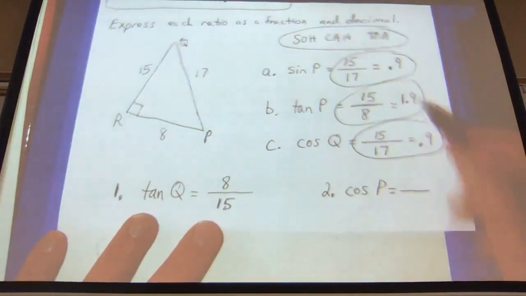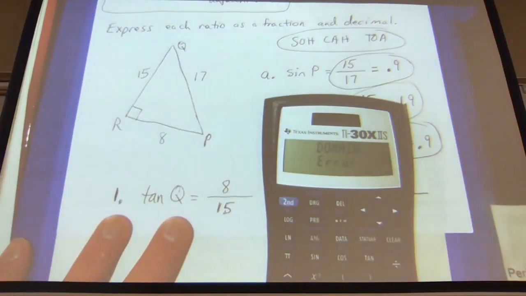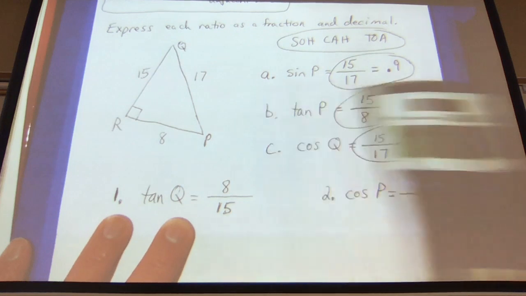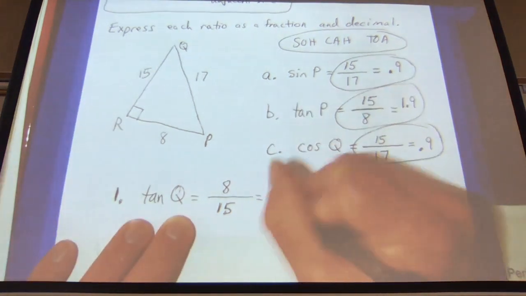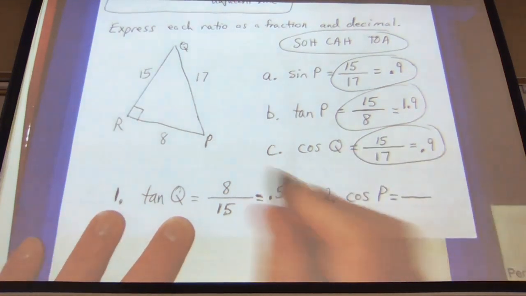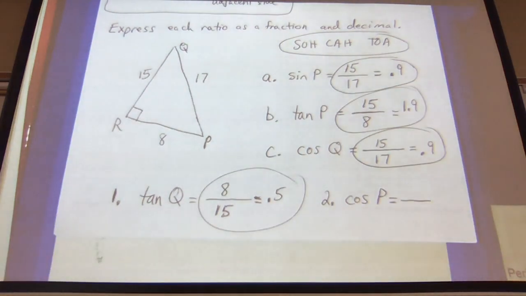8 divided by 15, have we done that yet? No. It's 0.53. Yep, and you round it off. We'll go to the nearest tenth, so 0.5.